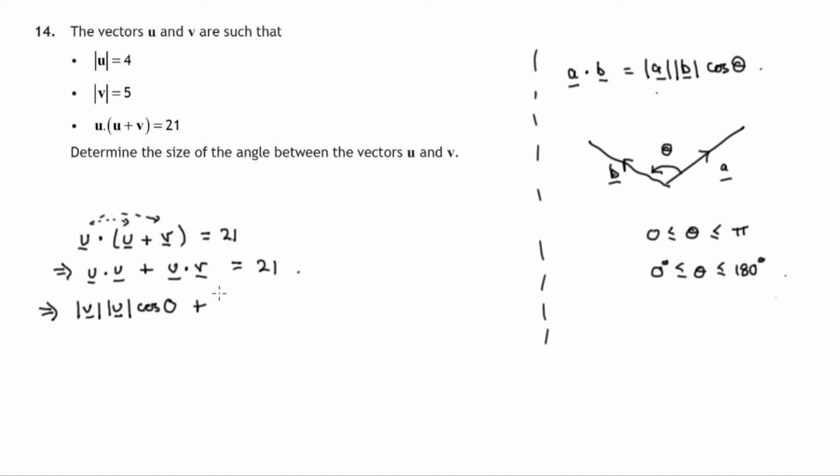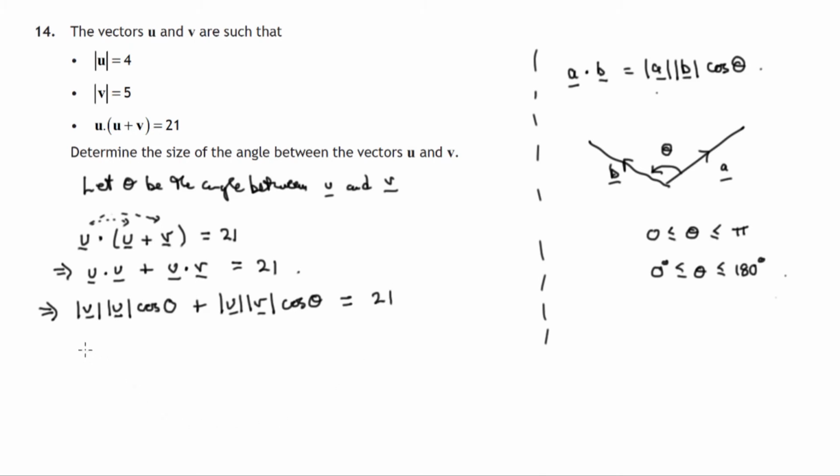Second dot product here, magnitude of u times magnitude of v times cosine of theta, where theta is the angle between u and v. Let theta be the angle between u and v. Can't just suddenly introduce theta without saying what it is. So magnitude of u, magnitude of v, cos theta, product of these three numbers. And that comes to 21.